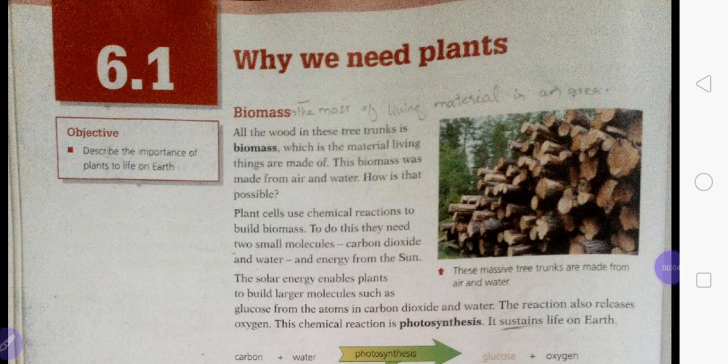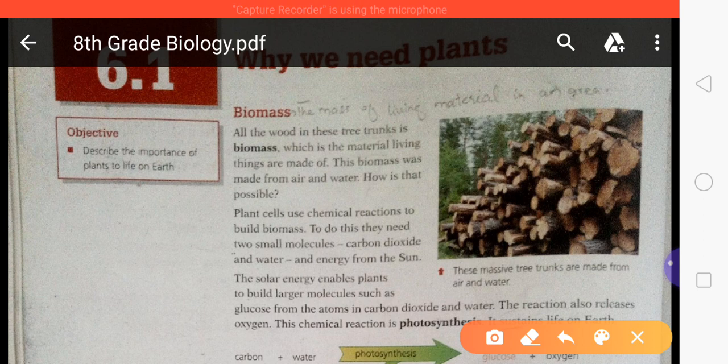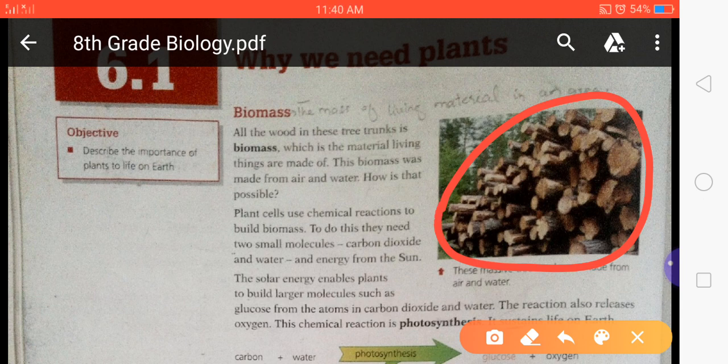I'm Muhammad. Today we are going to talk about why we need plants. And the objective of the lesson is to describe the importance of plants to life on the earth. Okay, if you look at this picture, the plants that you can see in the picture have great trunks. This is all their biomass that they have produced. But how can they do this?